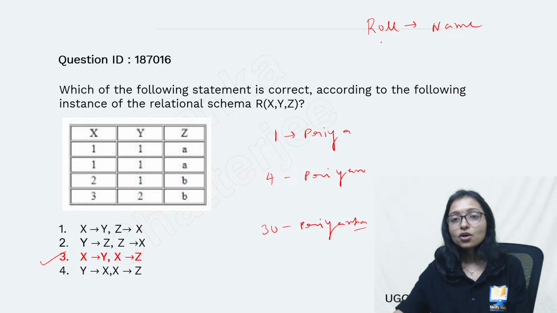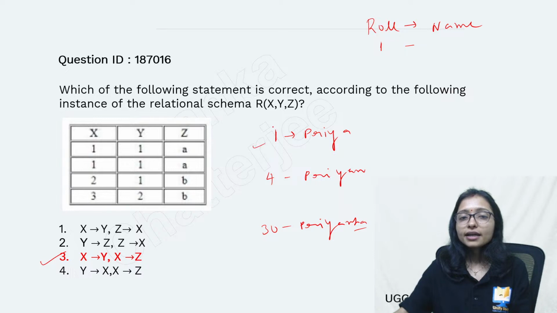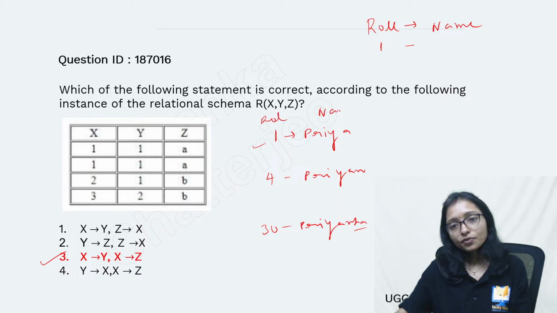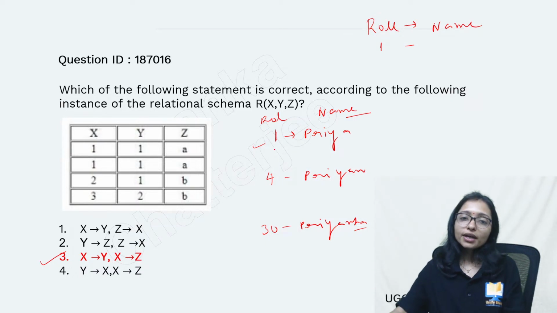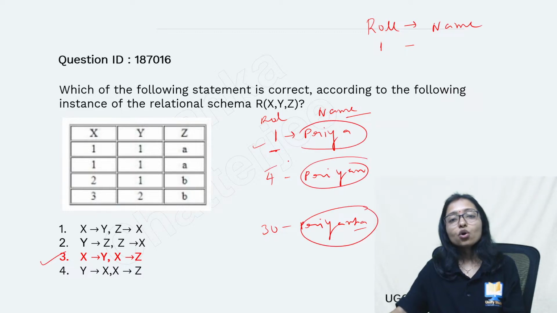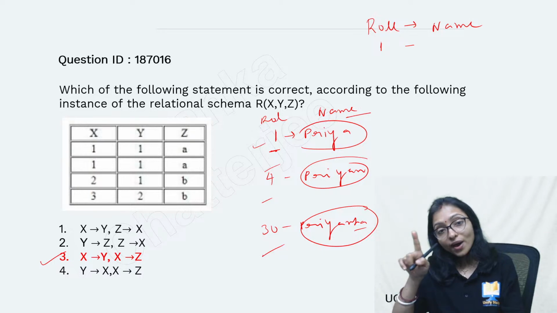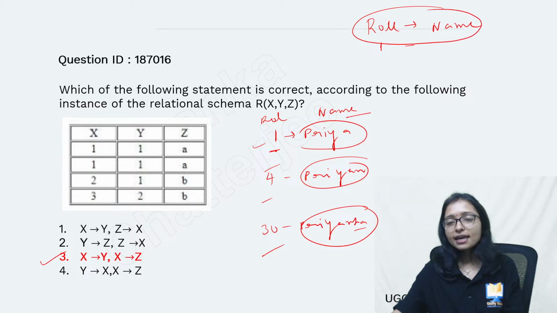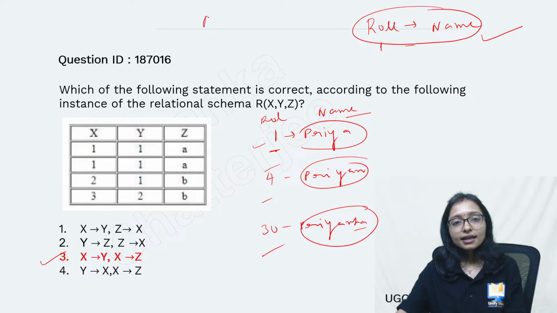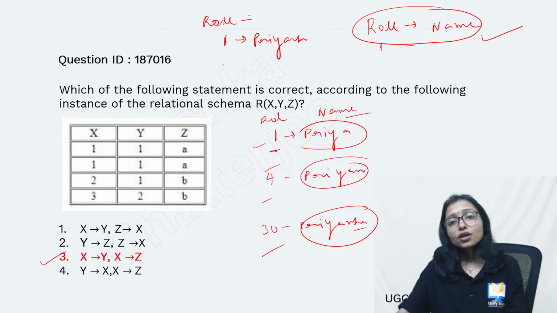Think about it. Roll number 1 is Priyanka, it is roll and it is name. So is it holding or not? Yes, this is holding, because although the name is the same for different roll numbers, no problem, the roll numbers are different. That's why this is holding. So if I say roll number implies name, is this holding? Yes.